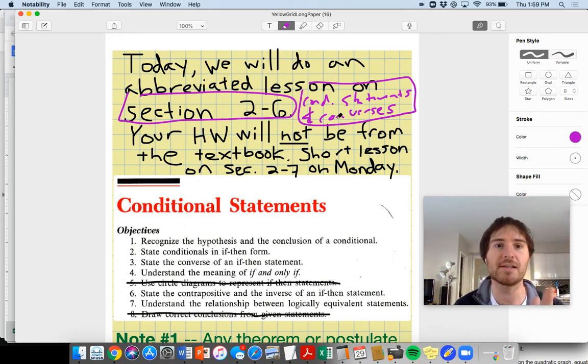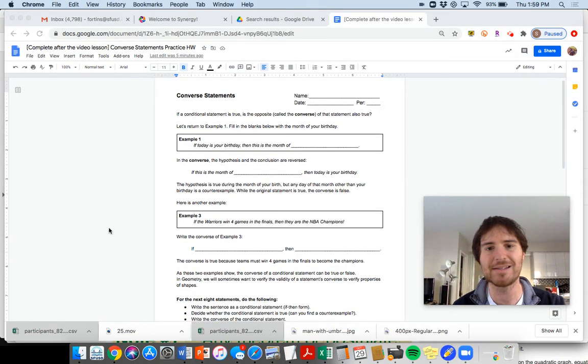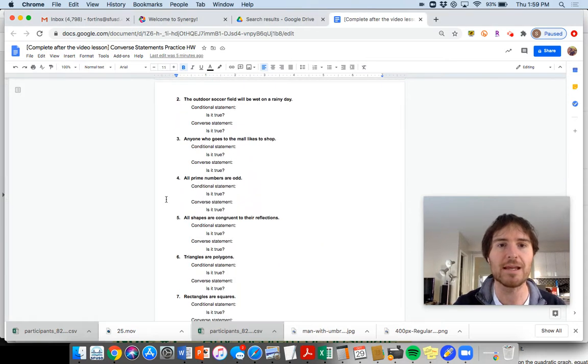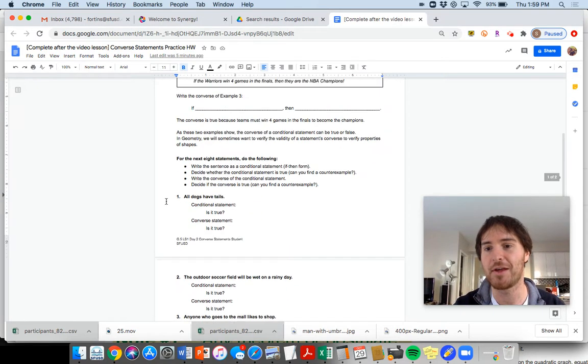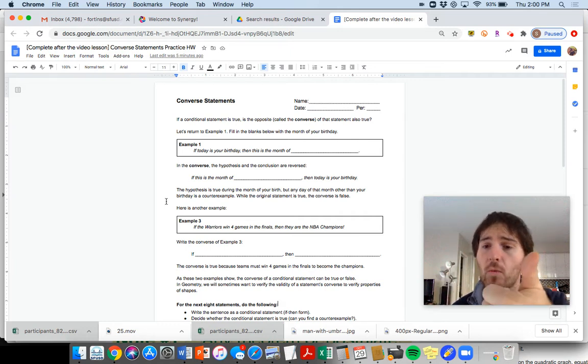Okay, conditional statements and their converses. Your homework will not be from the textbook. Your homework is this. Please don't start it yet. Let's go through the lesson together before we actually start it. So your homework is this, where you're writing conditional statements and their converses, and you're saying whether or not they're true. So what you need to remind yourselves is, one, what is a conditional statement?